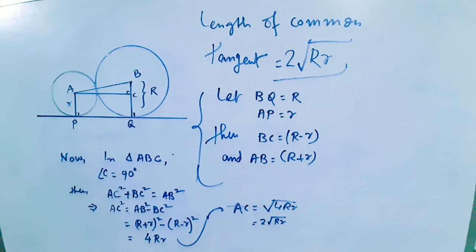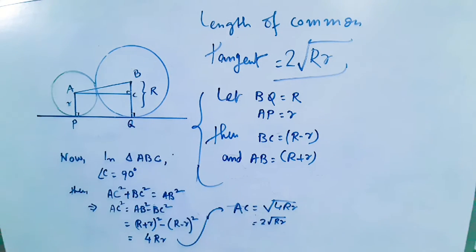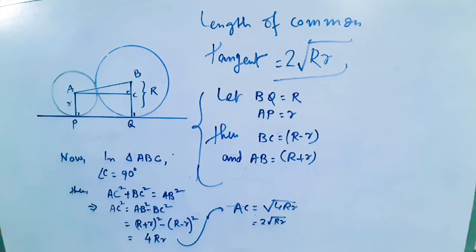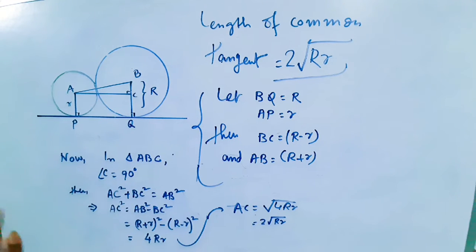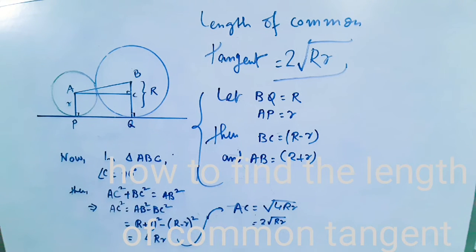Another interesting problem. Here are two circles. This is the small circle with center A, and this is the bigger circle with center B. The radius of the bigger circle is capital R, and the radius of the small circle is small r. This is the common tangent to these circles.